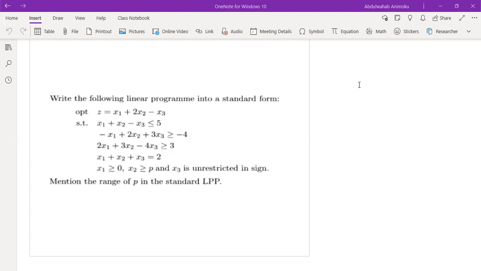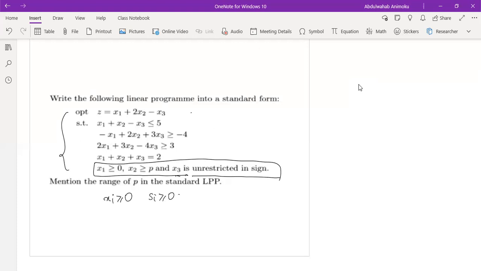Now, let's just get right into this problem. So we have this optimization problem, and we need to rewrite this in standard form. So basically, these equations need to be written in a different form. Now, what we need to pay attention to is these variables, right? Because in a standard linear programming problem, we have to make sure that all the variables are greater than or equal to 0. So you want to make all the variables, as well as the slack variables, all greater than or equal to 0. So this is how we generally write the LPP in standard form.